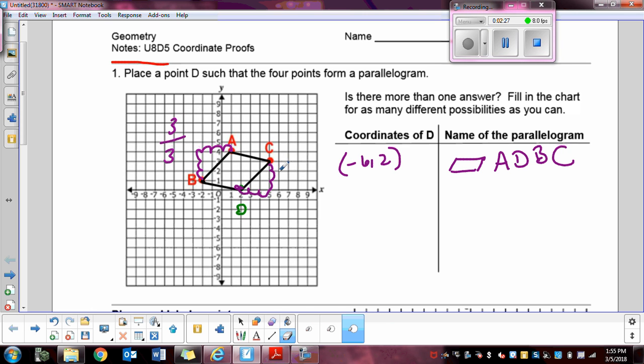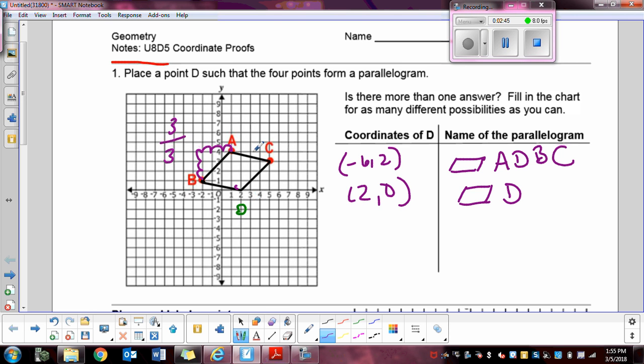It looks like D is going to be at 2, 0. It's on the x-axis, so that y value is 0. And the way we name this parallelogram, it doesn't matter which one you start with. We can start with D, and we can go clockwise or counterclockwise as long as we go around in a circle. So I'm going to go clockwise, and I'm going to go to B. I can't go to C. I have to go around to A and then C. There is one more option. Try to figure it out.